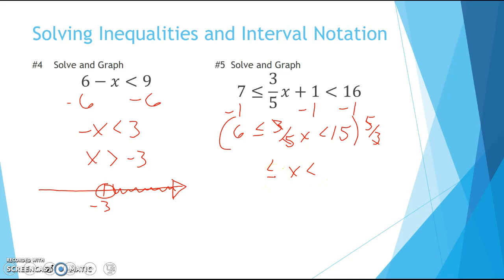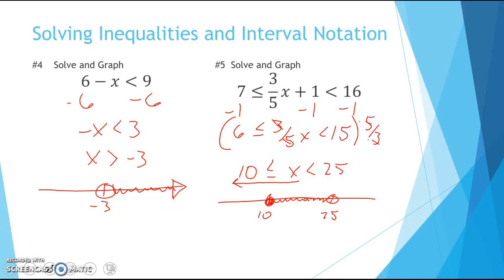On the left-hand side, if I want to take 5/3 of 6, I could take 6 times 5 divided by 3. That's going to be 10. If I do the same thing with the 15, 15 times 5 divided by 3 is going to be 25. And so on a graph, this is going to look like this. Here's my 10. Here's the 25. If I read from the middle, x is greater than or equal to 10. That's a closed circle at 10, and I'm going to shade everything on this side. And it's less than 25, which is everything on this side.